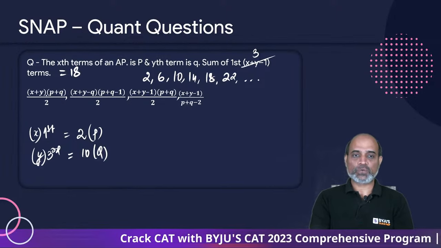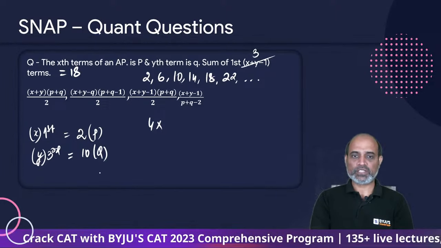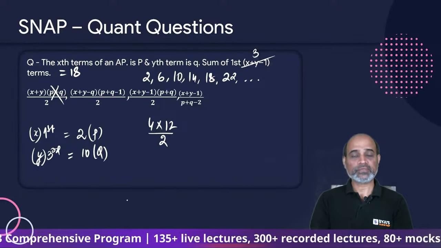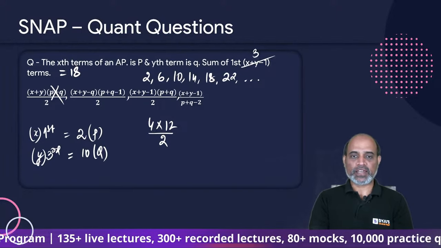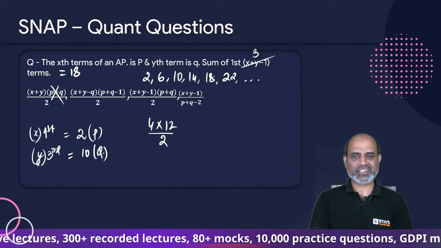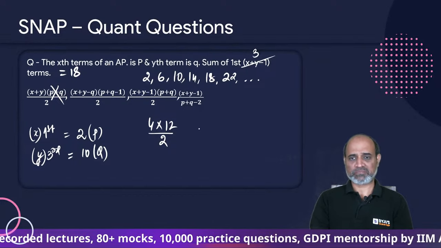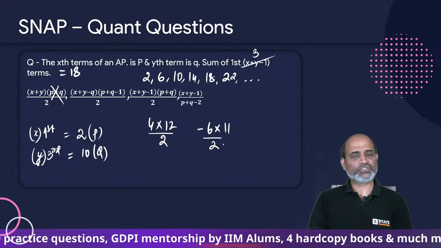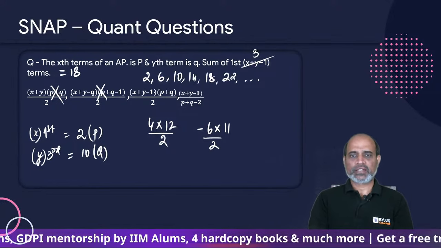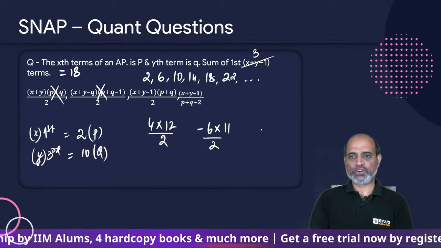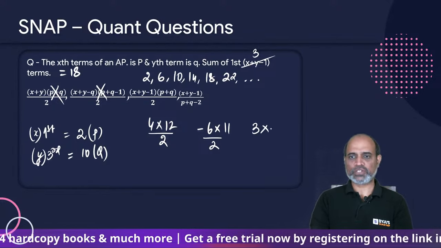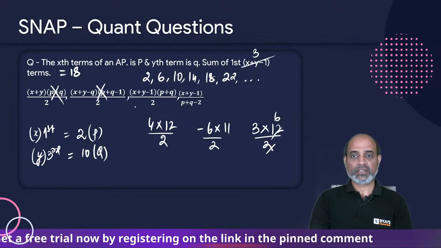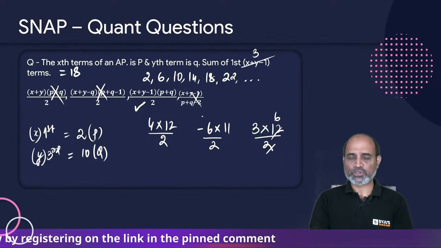So we'll get x plus y, which is 4, into p plus q, which is 12, divided by 2, which is definitely not 18. Then we get x plus y, which is 4, minus q, which is minus 6. Then p plus q, 12, 12 minus 1, 11 by 2. This is definitely negative, so this won't be it either. Then we have x plus y minus 1, which is 3, into p plus q, which is 12, divided by 2, 36 by 2, which is 18. And this won't give it, try it. So the answer is this.